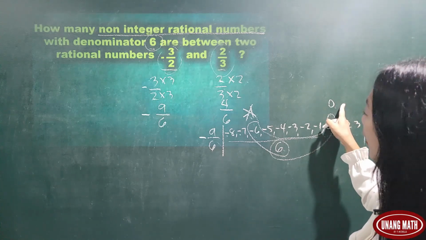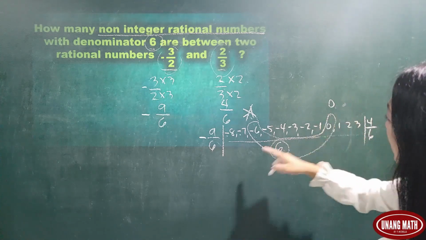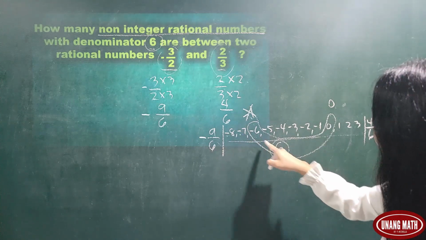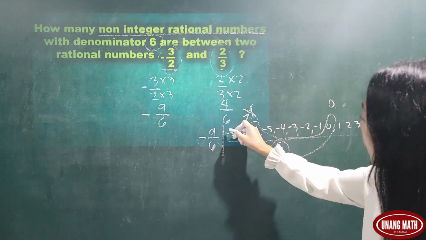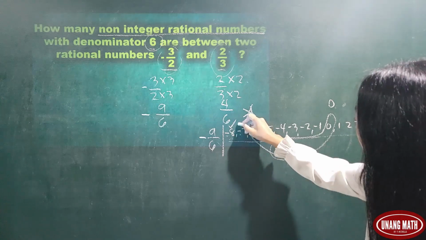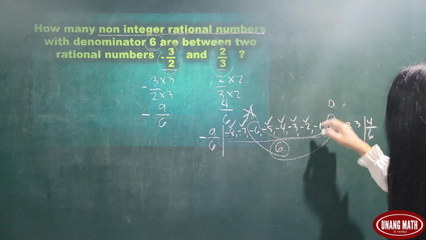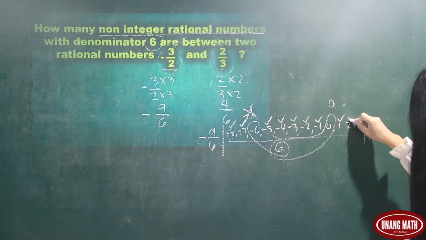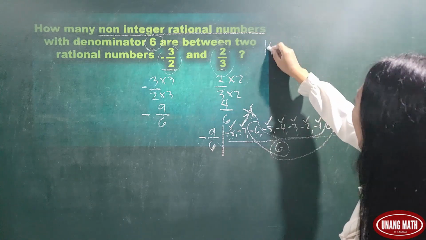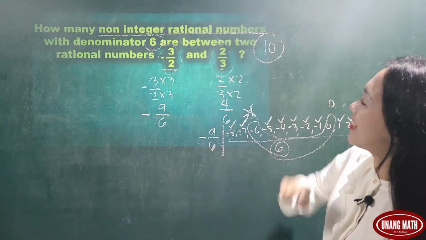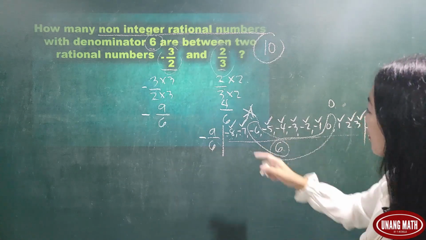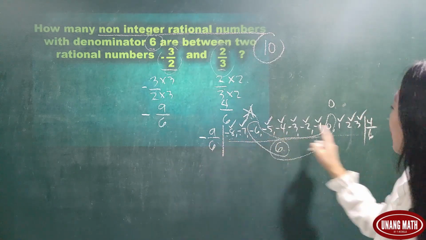So what are the irrational numbers here? Negative 8 over 6, negative 7, negative 5. So we have 1, 2, 3, 4, 5, 6, 7, 8, 9, 10. So there are 10 non-integer rational numbers between these two numbers.